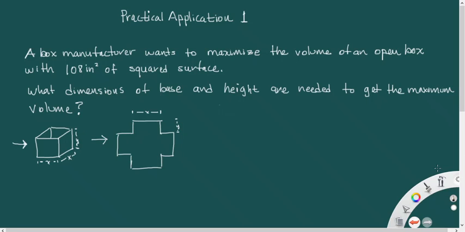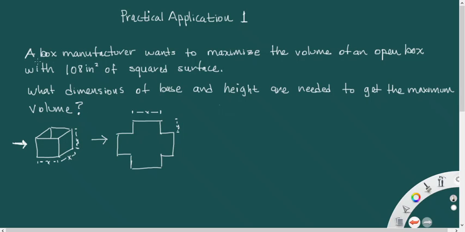Well, let's work an optimization practical application problem. And this is a classical problem of application for differential calculus. It's about a carton box, like this one. I draw a little box here.